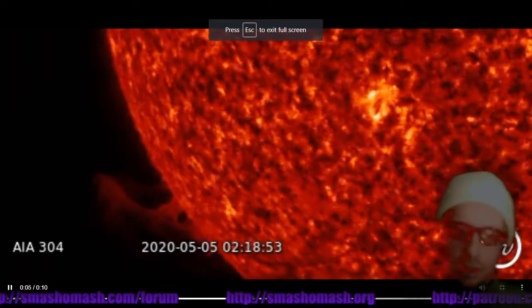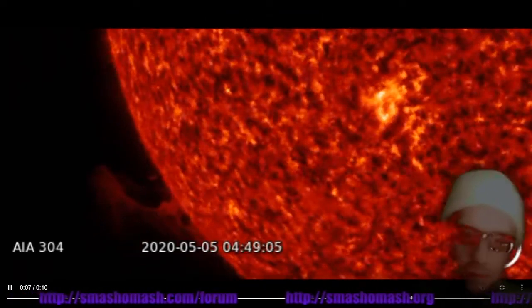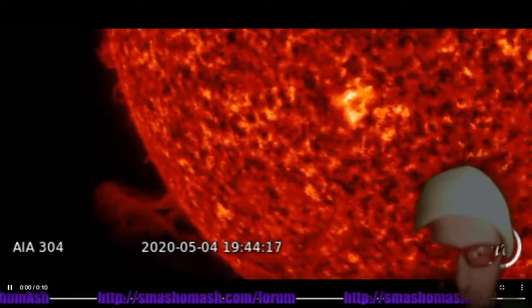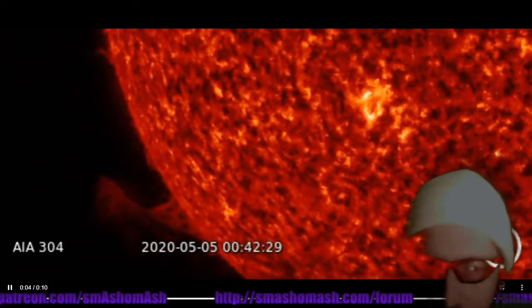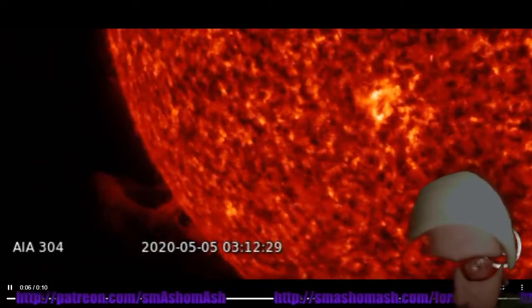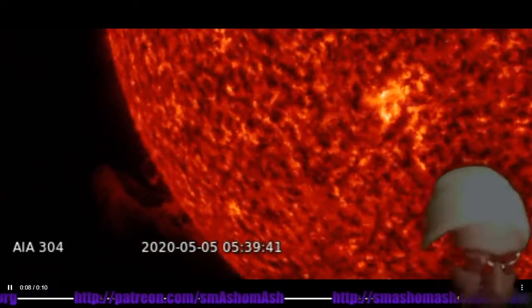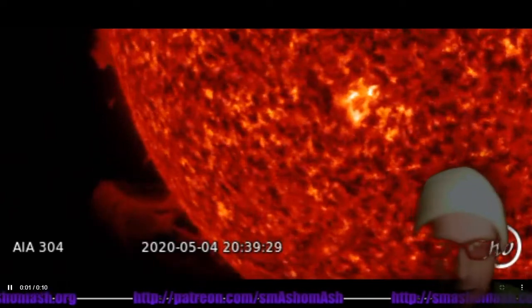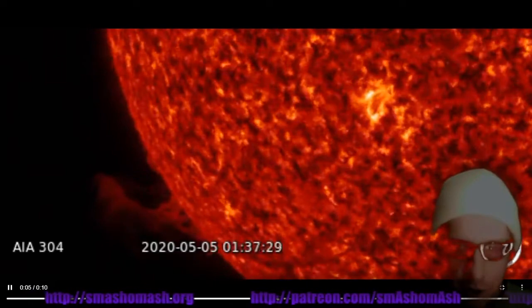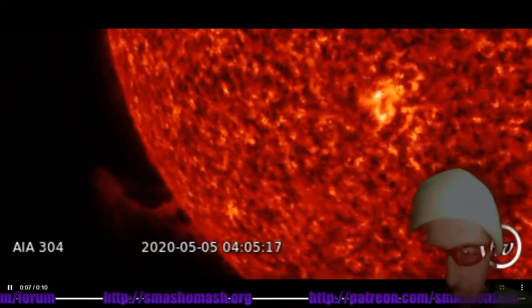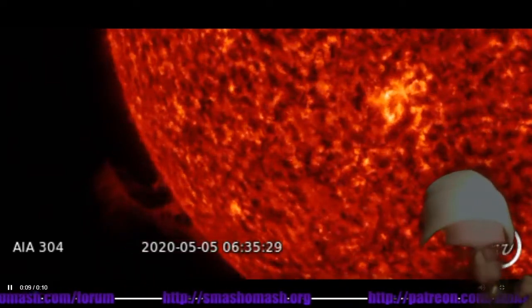It's a great image, you can see the filament raining down back onto the chromosphere. I'll let that play through a second time. And also you can see the active region there. I believe it was sunspot 2763, another Cycle 25 bit of solar behavior.